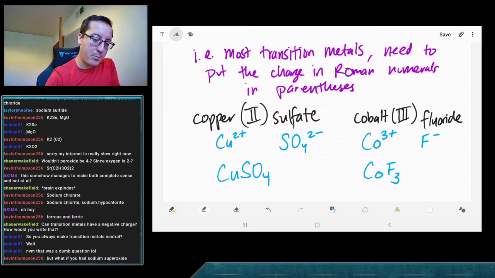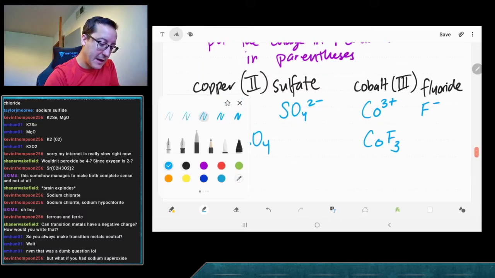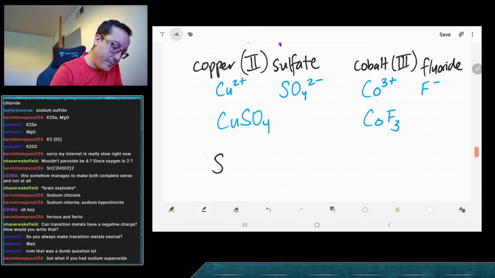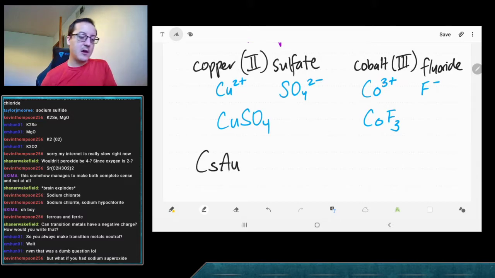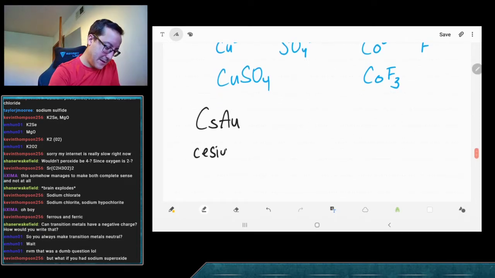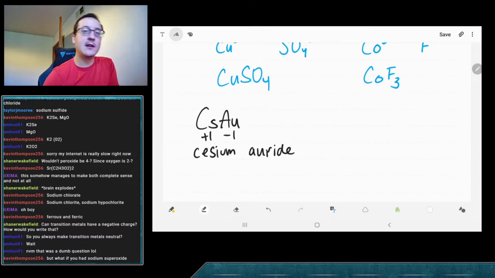Oh, by the way, I did promise Shane that I would do one that had a negative metal. Again, not a common thing, but I am just feeding his curiosity. There are a few examples of something where you will have a negative metal. I'm not going to teach you how to do these because there are so few. There's not really a set of rules that we would use for them. This one would be called cesium auride. And in this case, gold is -1.